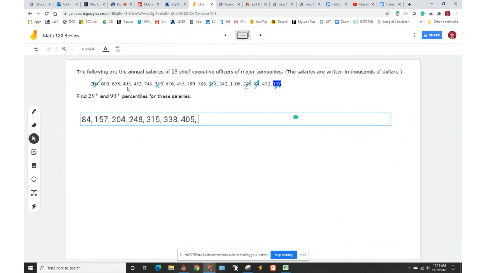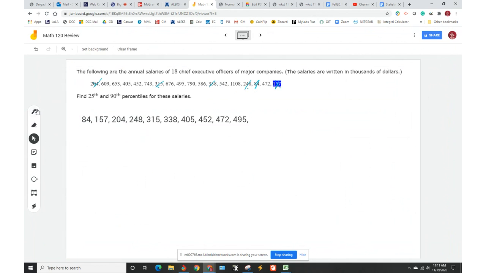405 and then 452. 472. 495. So 405. 452. 472. And then 495. Make sure I hadn't got anything that's not in the fours yet. So it looks like I'm on track.